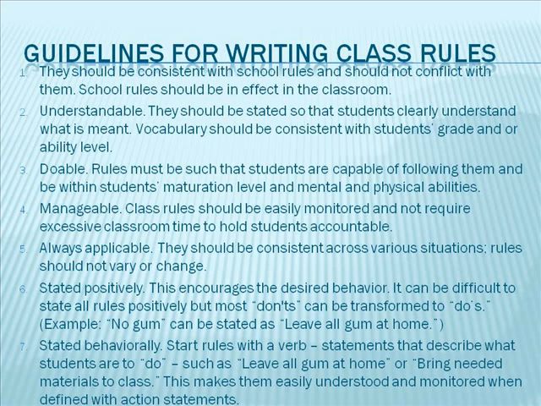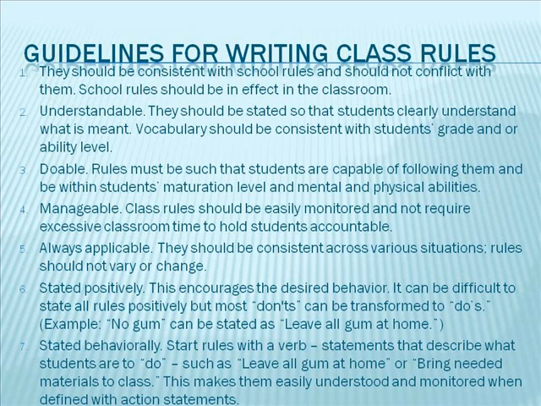3. They should be doable. Rules should be such that students are capable of following them and be within students' maturation level and mental and physical abilities. 4. The rules should be manageable. Class rules should be easily monitored and not require excessive classroom time to hold students accountable. This distracts the students from learning.